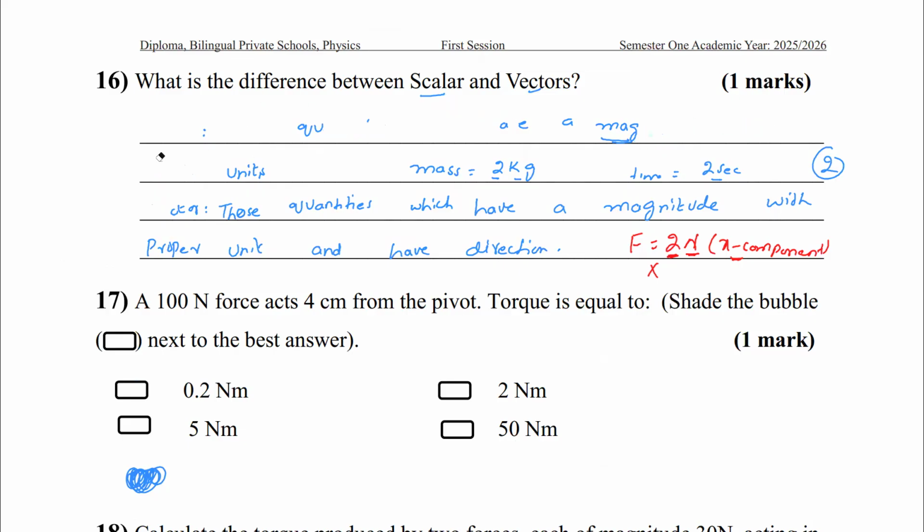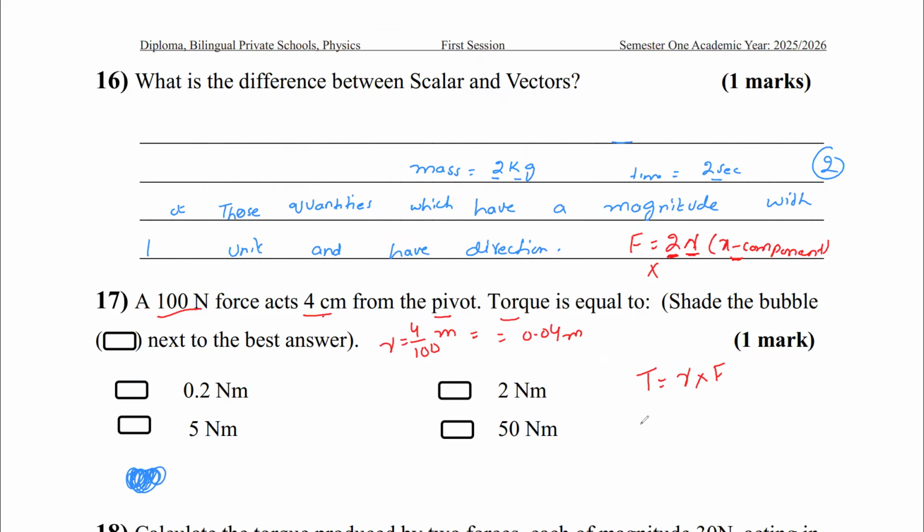Now we move towards question number 17. Here is a force of 100 Newton, and the distance is 4 centimeter from the pivot. We have to find the torque. We know the formula: T is equal to R multiplied by F. But remember one thing, the distance is in centimeter, so first you have to convert centimeter into meter. We just write 4 divided by 100 meter, which is equal to 0.04 meter. So this is my distance r.